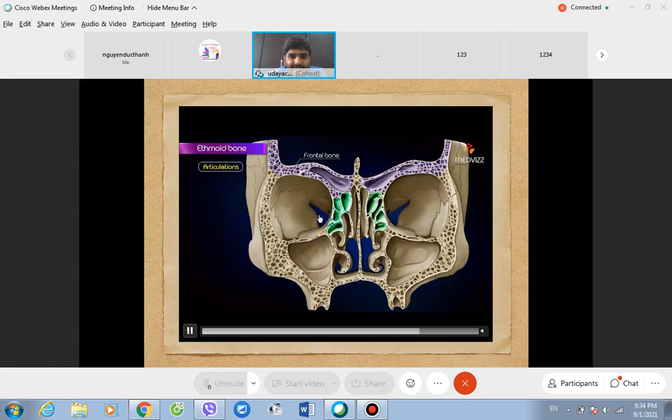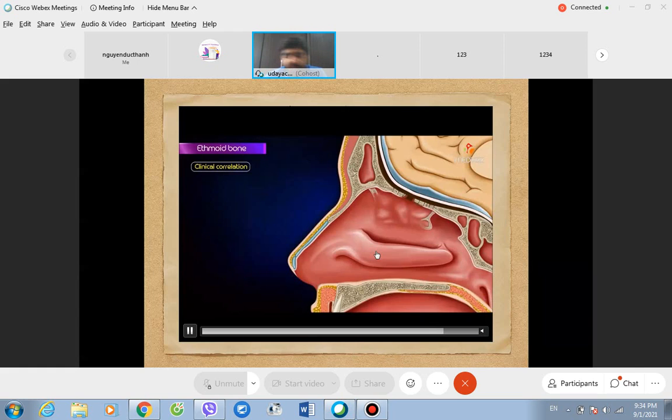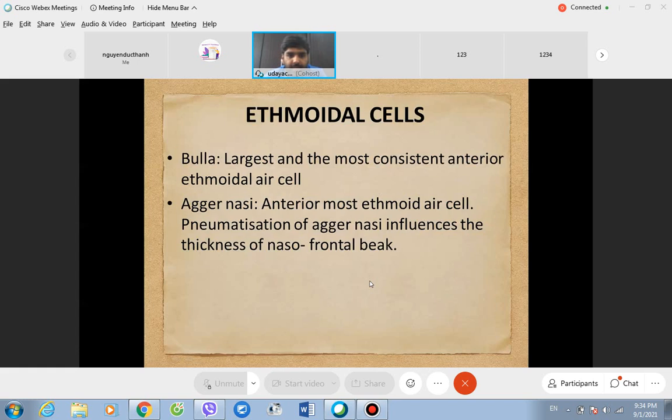This is the ethmoid labyrinth. It is articulated to the frontal bone superiorly, sphenoid bone posteriorly, maxilla inferiorly, and the lacrimal and the palatine bone also, which cannot be shown in this animation. These are the inferior nasal concha which are articulated, which is the inferior articulation.